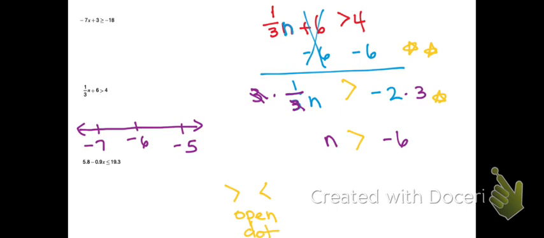So I'm going to put my open dot at -6 because it's not equal to -6, but it's equal to everything greater than -6. So I'm going to go in this direction. And notice that the head of my arrow is the same as the greater than symbol.